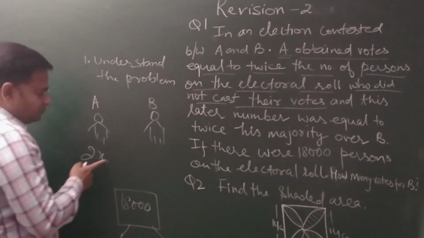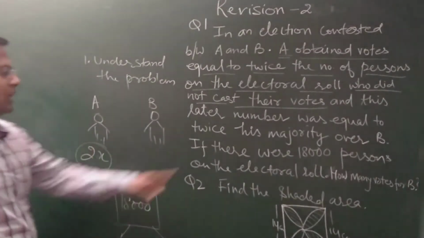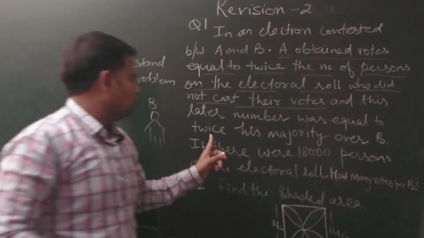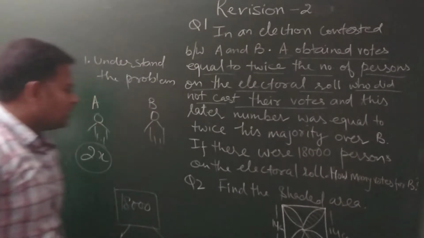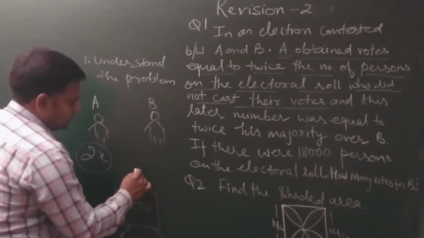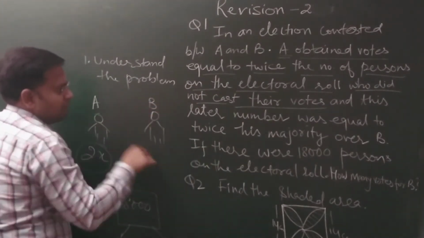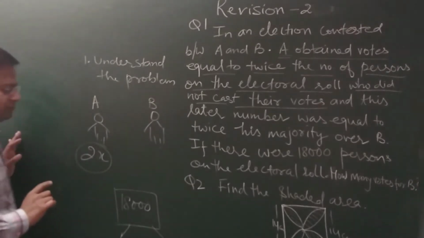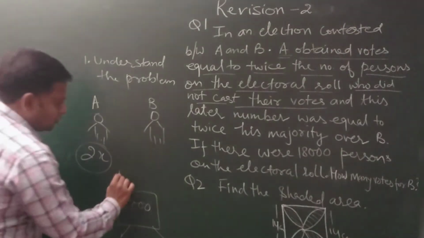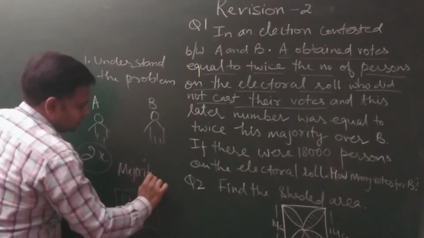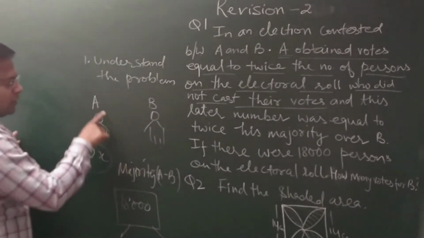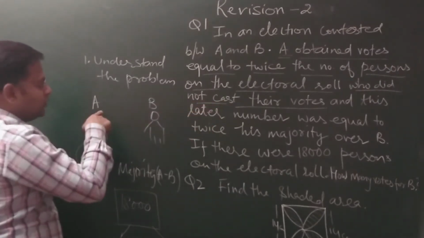Now the next line says this number was equal to twice his majority over B. So the next thing is about the majority. What does majority mean? Some votes B must have got and A has got some votes. The difference of A's votes and B's votes is called the majority. So in short, I can write this: majority means A minus B, because A has won the election. It is clearly written, majority of A over B.